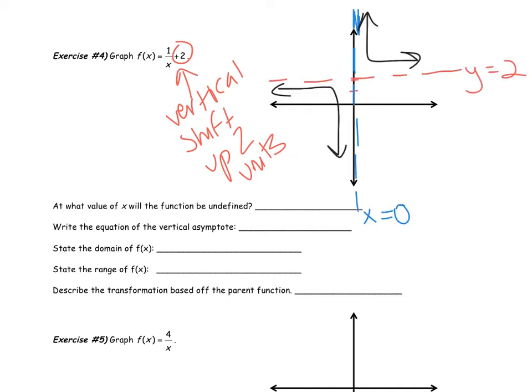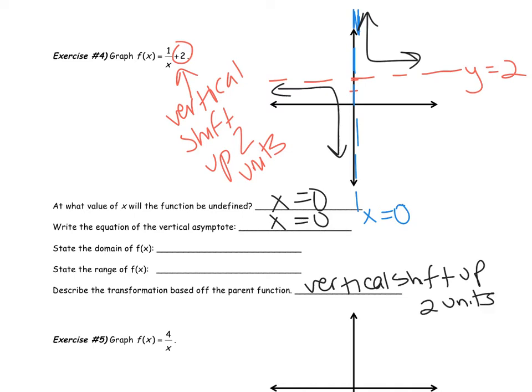All right, so this is the graph that I'm looking at. I have a horizontal asymptote at y equals 2, and I have a vertical asymptote at x equals 0. Okay, so again, where would that function be undefined? When x is 0, and my vertical asymptote is when the function is undefined. Quickly, I'm just going to draw right in the domain and range and describe the transformation from the parent function. Well, we already said that. It's a vertical shift up 2 units. All right, and I'll just quickly fill in the domain and range.